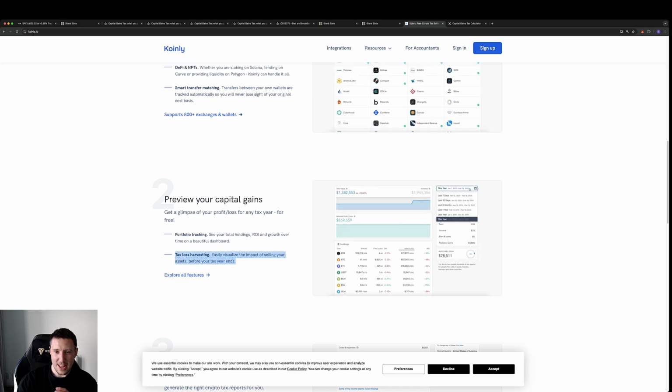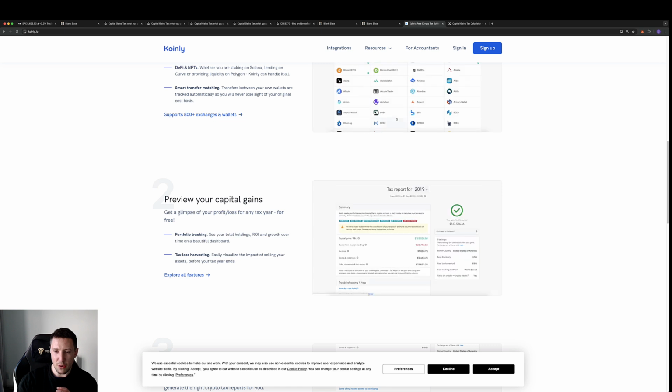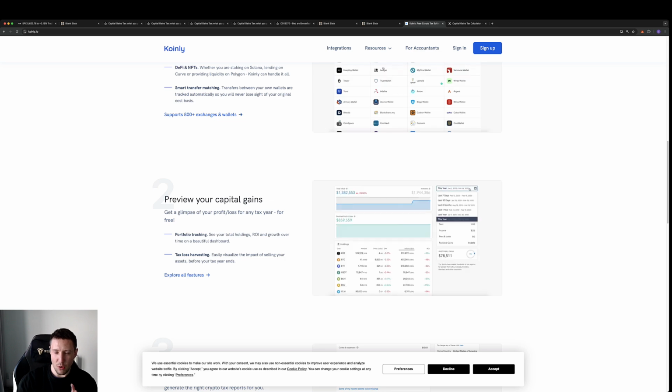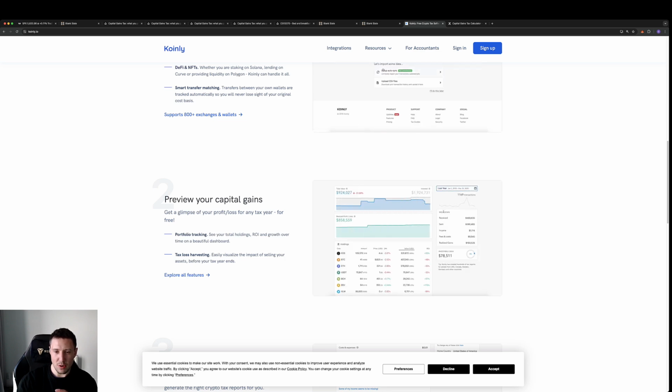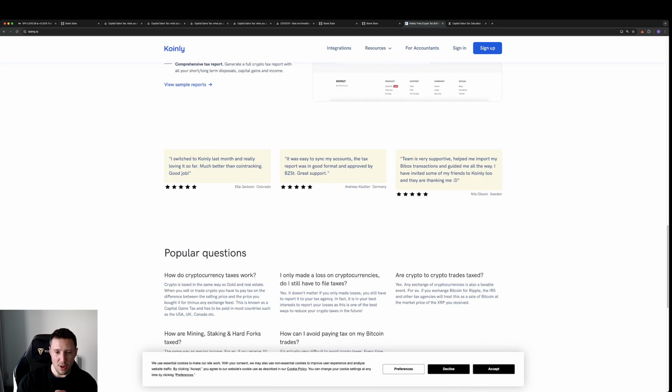As you can see, it shows you the total of your portfolio, your realized profit or losses, what you're expected to be paying. And also you can print off your tax reports ready to send to your accountant or whatever service you want to use. And then finally, you can download all your tax documents, and whatever country you're in as well. Works great for the UK.